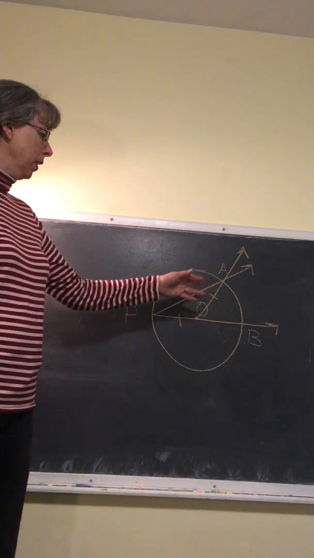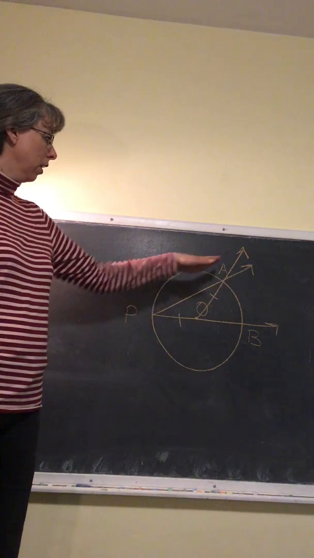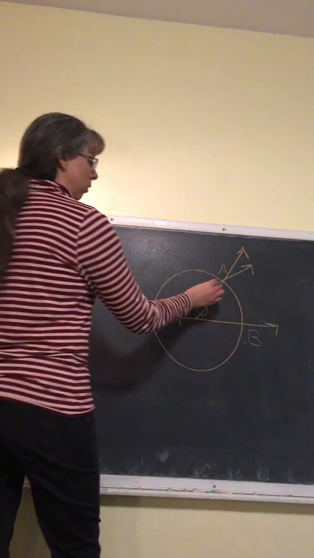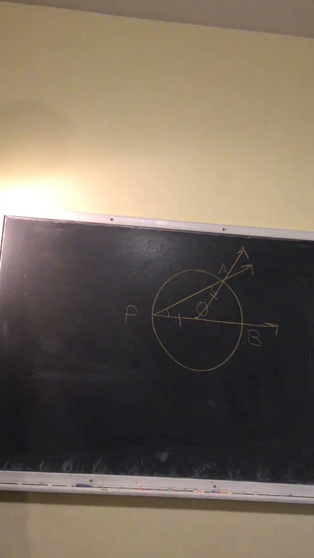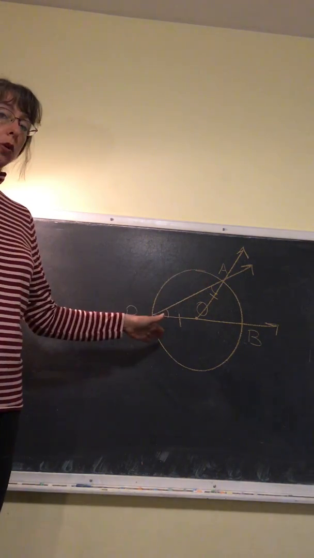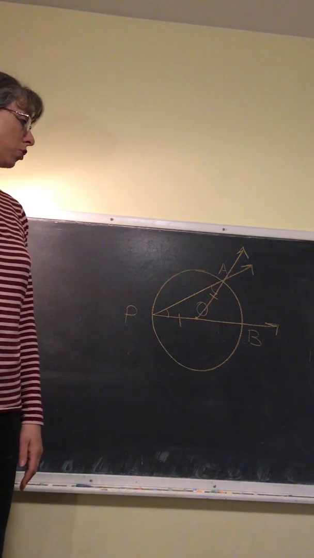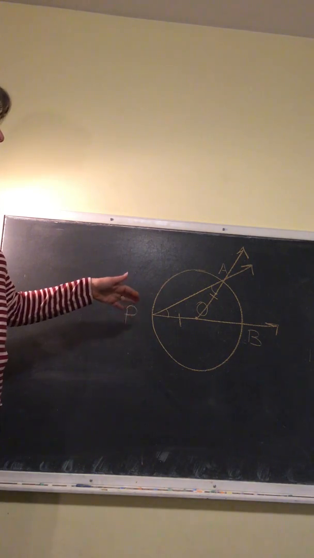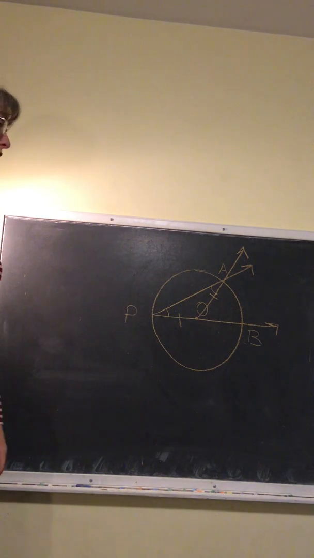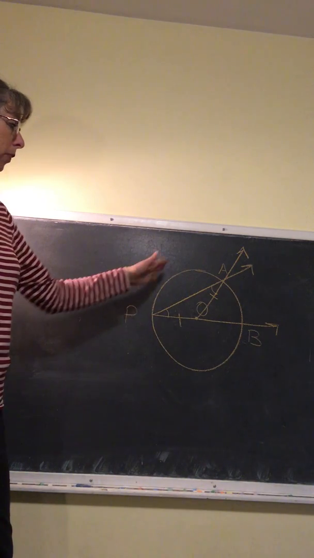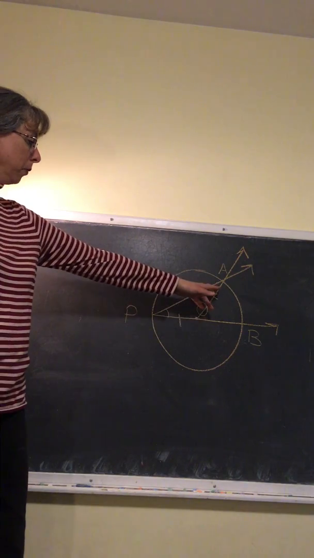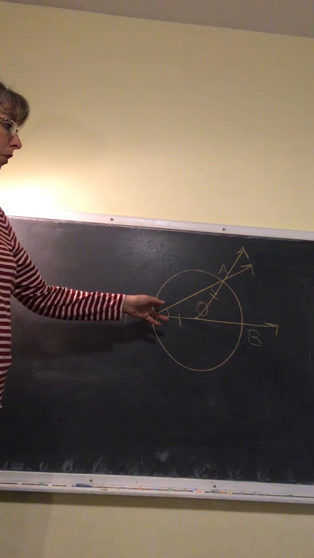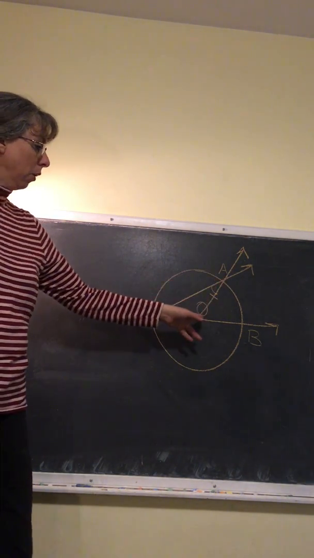Number 8, angle PAO equals angle P. Why is that true? That is true because in a triangle, if you have two sides that are equal, the angles opposite those sides are also equal. So we have an isosceles triangle with two angles that are also equal, angle P and angle PAO.